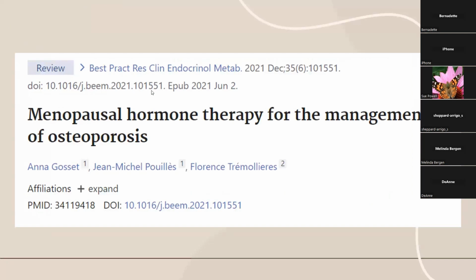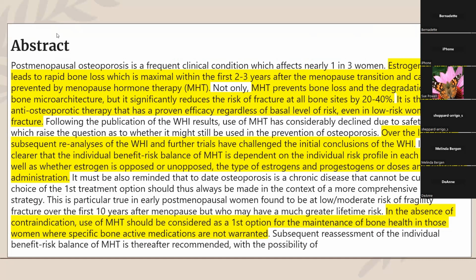2021, Best Practice and Research Clinical Endocrinology and Metabolism, menopausal hormone therapy for the management of osteoporosis. Let's see this here. Estrogen deficiency leads to rapid bone loss, which is maximal within the first 2 to 3 years after the menopause transition and can be prevented by menopause hormone therapy. Not only does menopause hormone therapy prevent bone loss and the degradation of the bone microarchitecture, but it significantly reduces the risk of fracture at all bone sites by 20 to 40%.